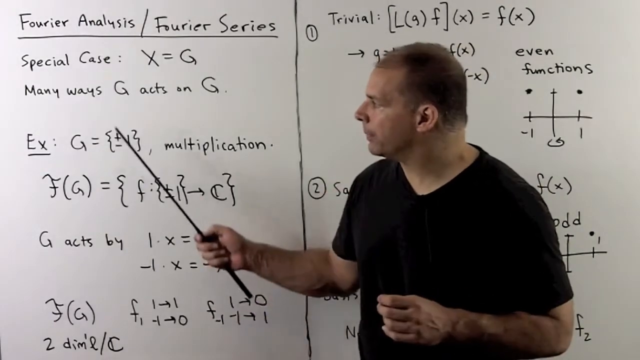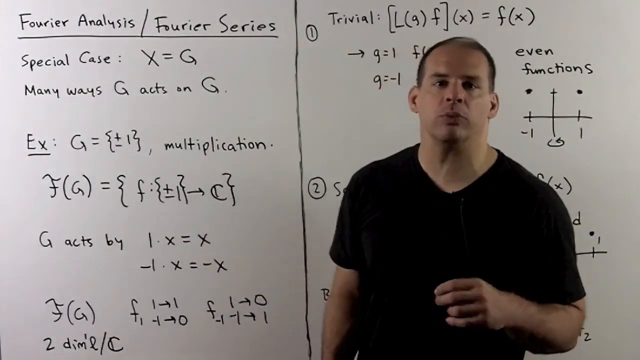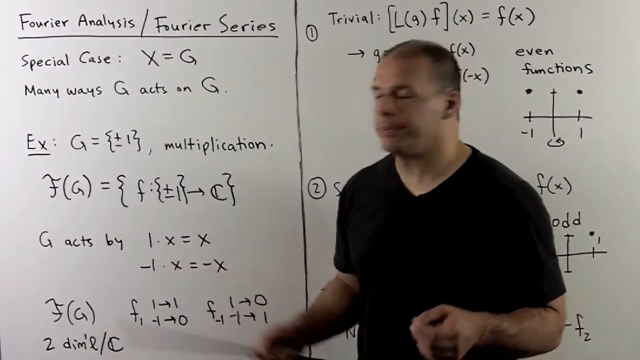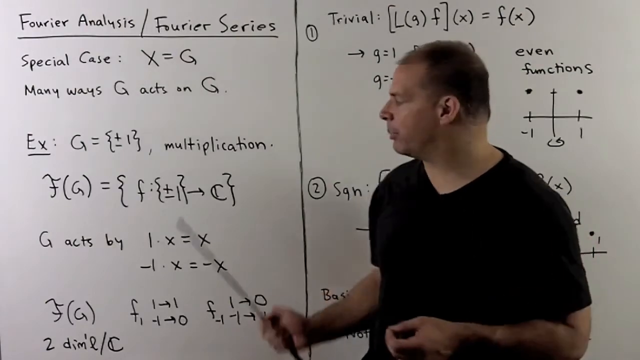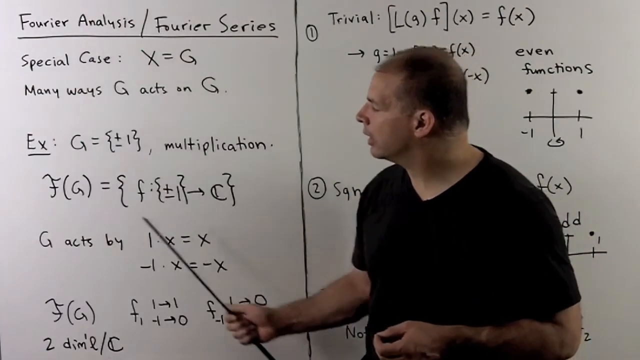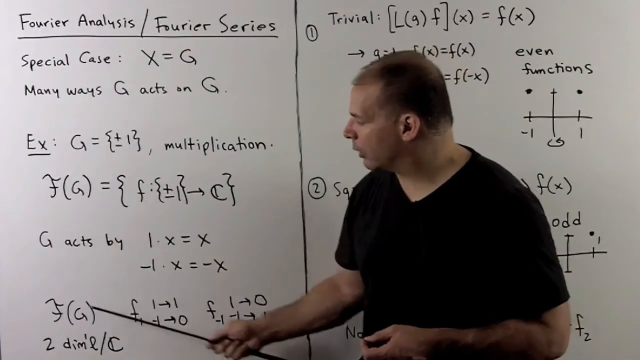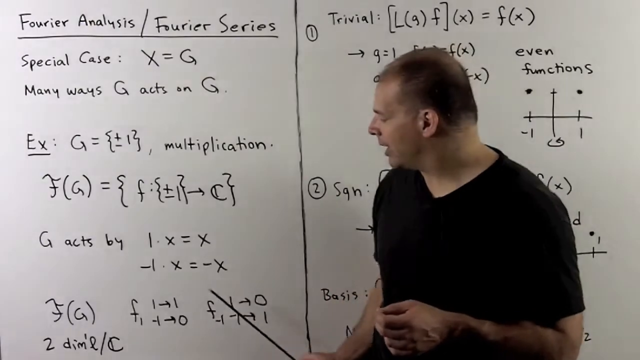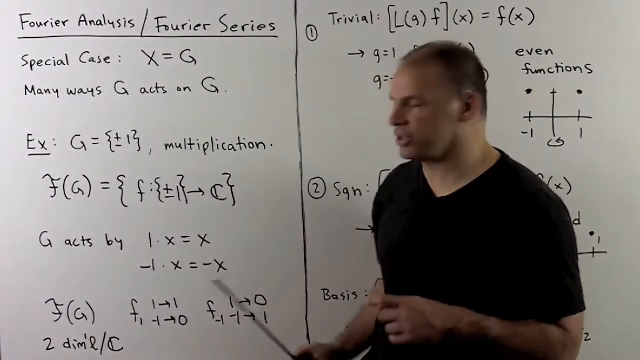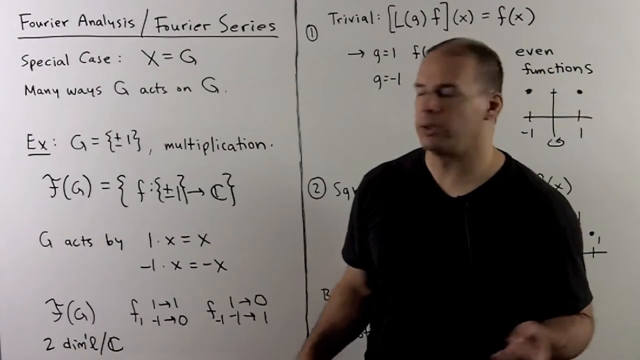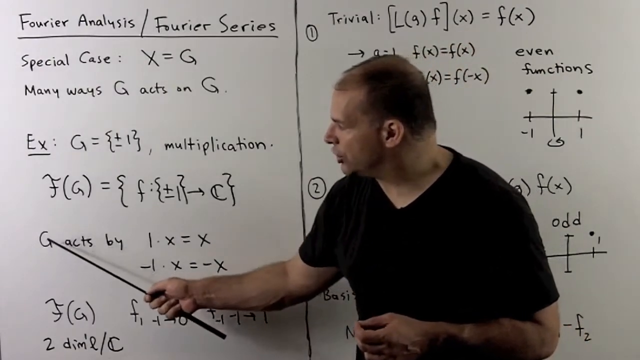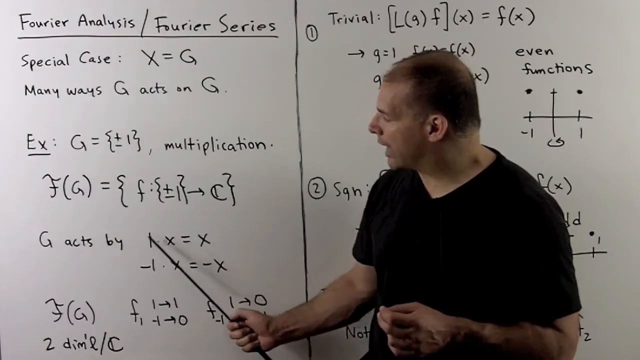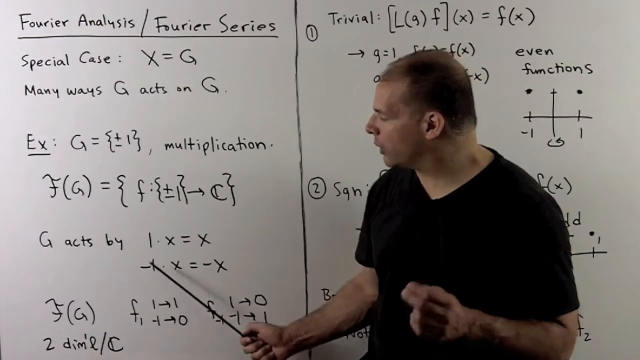For a simple example, let's consider G equal to the two-element group represented as plus or minus 1 under multiplication. Then, for our vector space, we have functions from plus or minus 1 to the complex numbers. So this space is two-dimensional. We have a basis given by f sub 1, carrying 1 to 1, minus 1 to 0, then f sub minus 1, where 1 goes to 0, minus 1 goes to 1. For our group action, G is acting on itself, and we multiply by 1 when we act by 1, and we multiply by minus 1 when we act by minus 1.